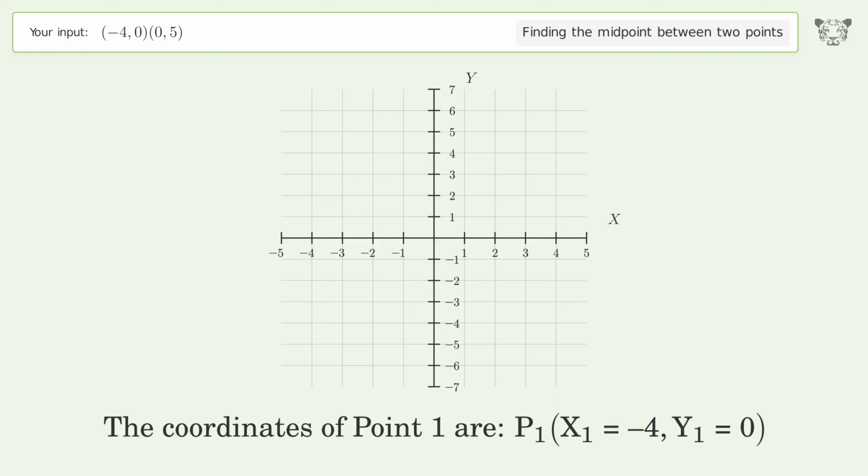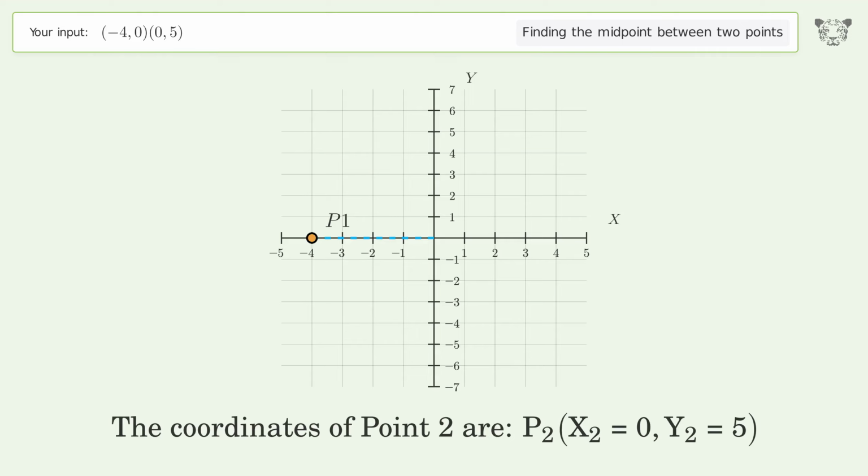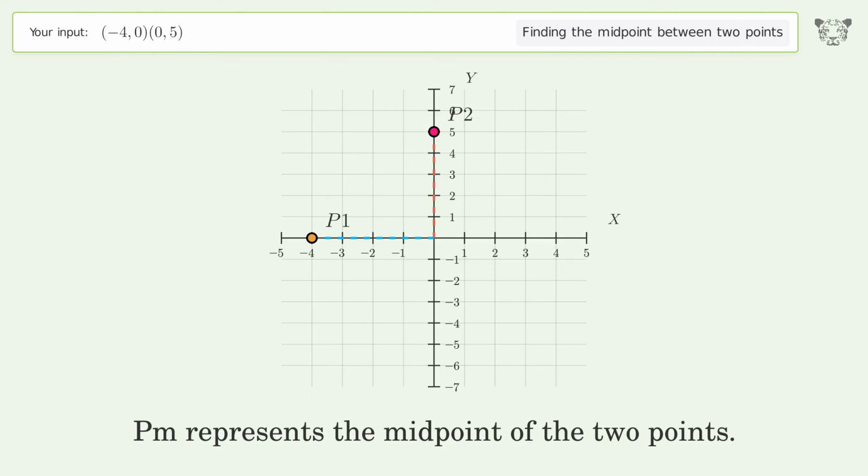The coordinates of point 1 are x1 equals -4, y1 equals 0. The coordinates of point 2 are x2 equals 0, y2 equals 5. PM represents the midpoint of the 2 points.